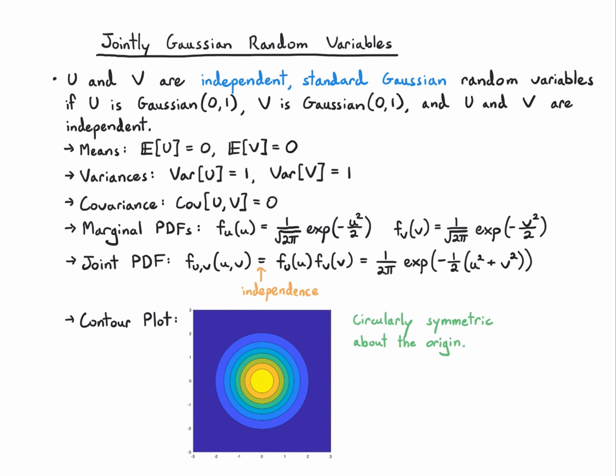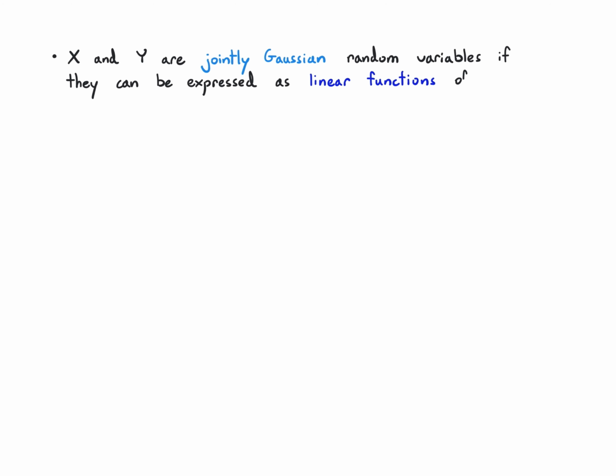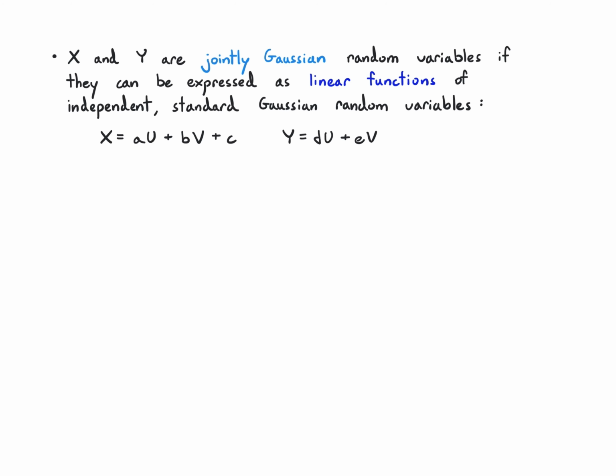Okay, so what is a jointly Gaussian random variable? Well, X and Y are jointly Gaussian random variables if we can express them as linear functions of some independent standard Gaussian random variables. So that's the easiest definition to keep in mind. If we can write aU + bV + c for X and dU + eV + f for Y, so those are linear functions of two standard Gaussian random variables U and V, then we'll say that X and Y are jointly Gaussian.